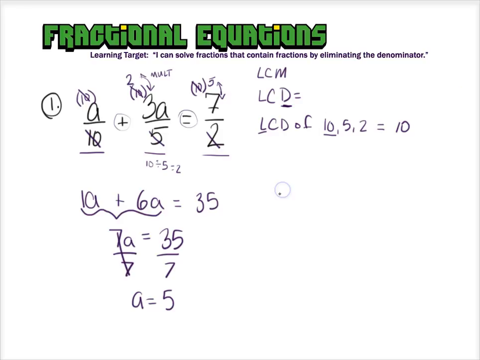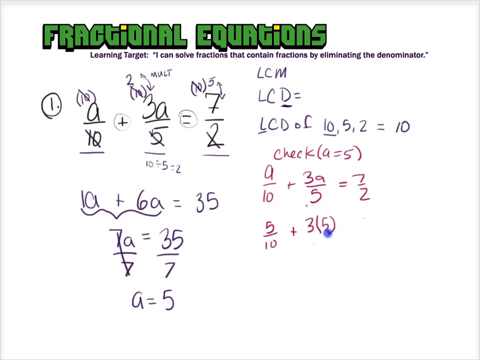To check a fractional equation can be a little bit of a pain. This one's not too bad. I want to show you this one. I'm going to write check first. Check a equals 5. So a over 10 plus 3a over 5 equals 7 over 2. And I'm going to replace, I get 5 over 10 plus 3 times 5 over 5 equals 7 over 2. This is 1/2 here, this 5/10, plus 15 over 5 equals 7 over 2.